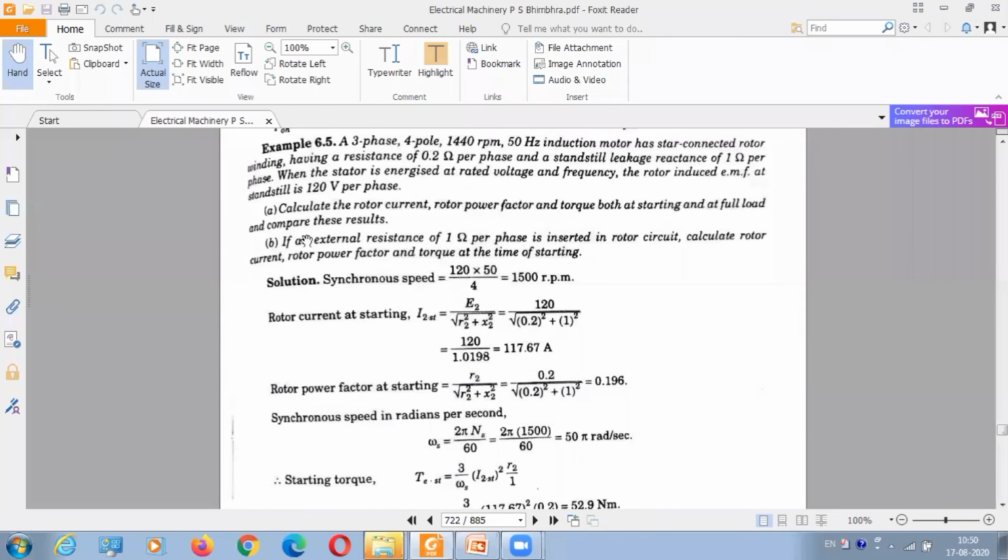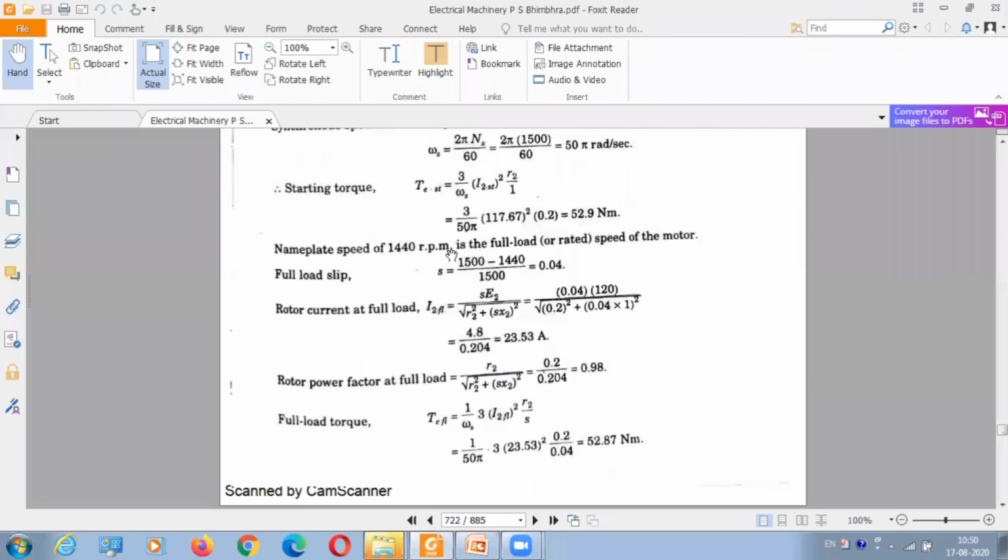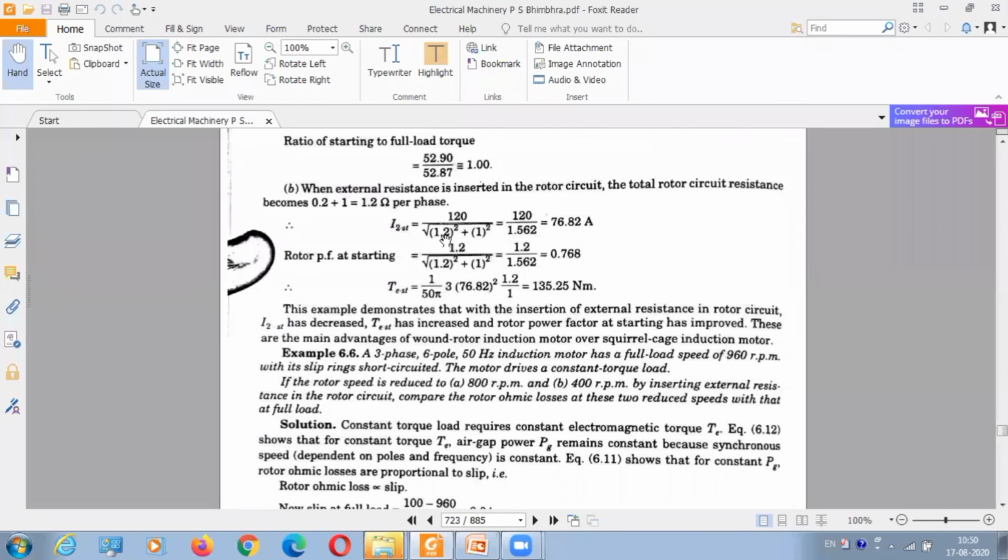Last one thing I need to discuss is this one. External resistance 1 ohm is connected per phase in the rotor circuit. So what modification you need to do? Instead of resistance R2, change it to 1.2. That's it, nothing else in the problem. Again the same formula, using 1.2 they have found out the starting current. Rotor power factor also they have found out like this. Starting torque also they have found out. Similarly you can find out full load current and torque also.